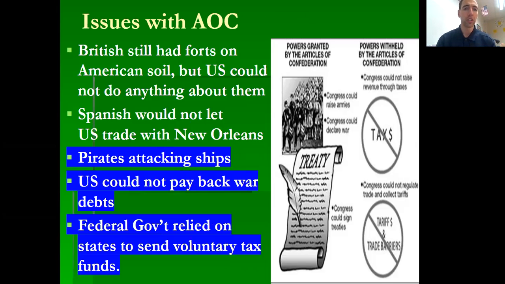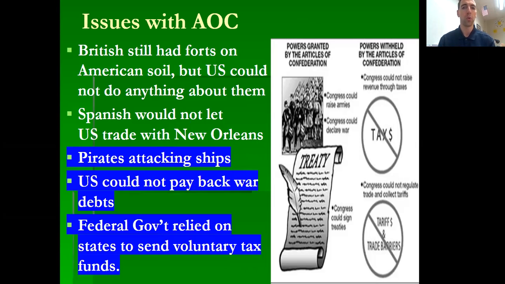This created several issues, one of which was the British didn't leave after the American Revolution, something we don't talk about that much. They still had forts, and they wanted Americans to buy these forts because the British said they built them with their own money. The US couldn't buy them because they didn't have any money because they couldn't tax.